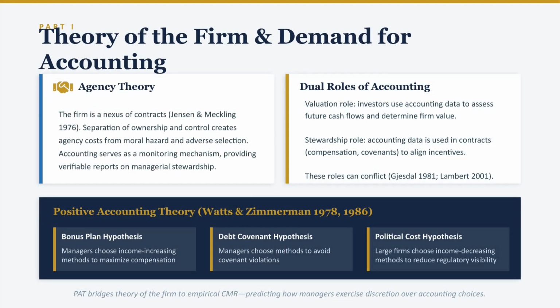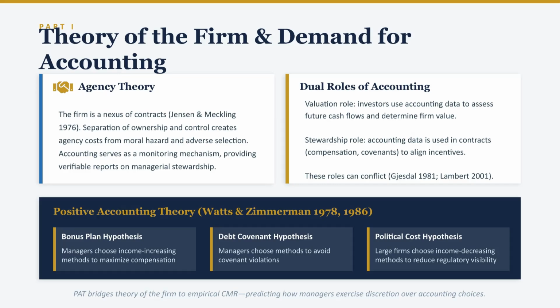Understanding why accounting information matters in capital markets requires grounding in the theory of the firm. The modern firm is a nexus of contracts among various stakeholders: shareholders, managers, creditors, employees, suppliers, and regulators, each with potentially divergent interests. This contractual view, formalized by Jensen and Meckling, 1976, and further developed by Fama and Jensen, 1983, provides the economic rationale for the existence and role of accounting information in capital markets.